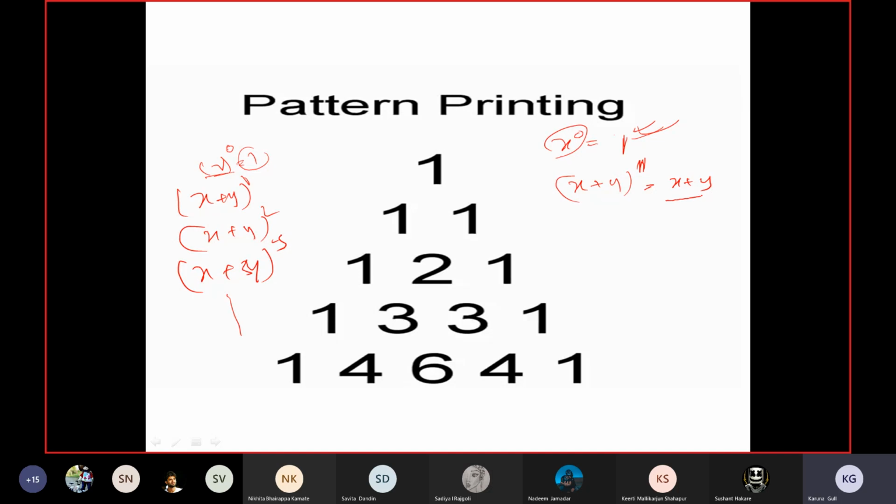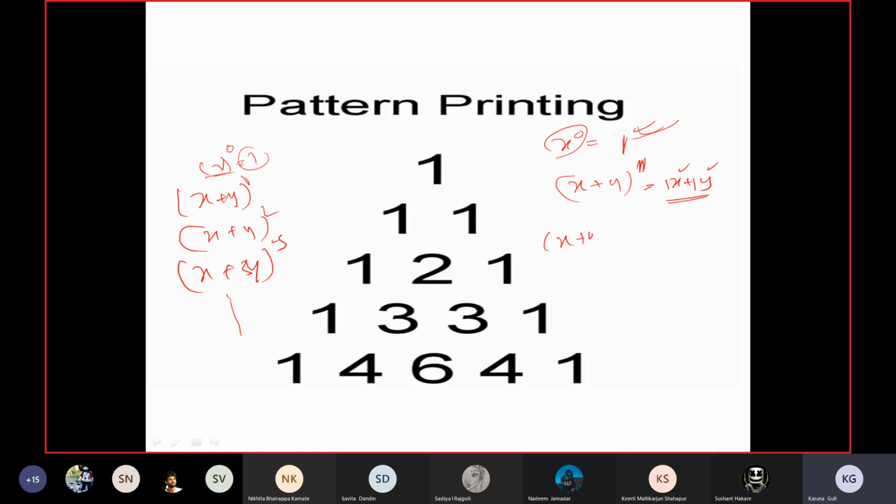What are the coefficients of this? What are the coefficients of x and y? x and y are the variables. The coefficients are 1 and 1. Is it okay? 1 and 1, right? Agreed? Say yes or no.